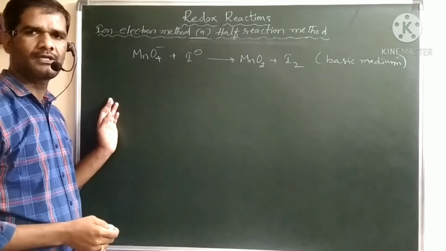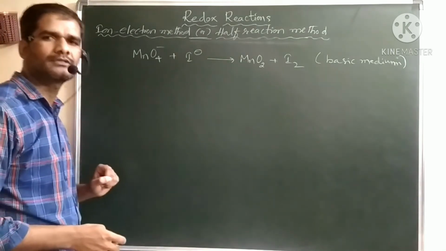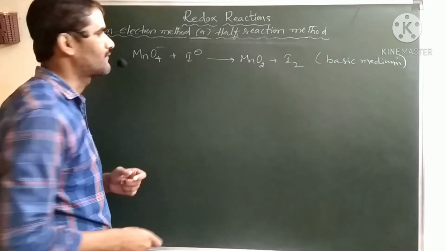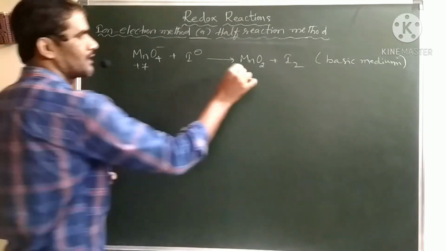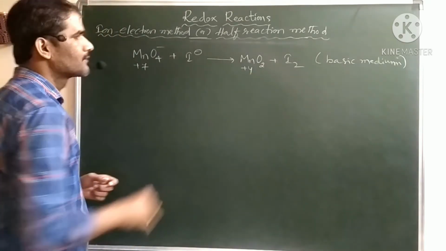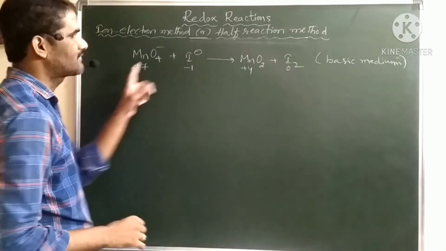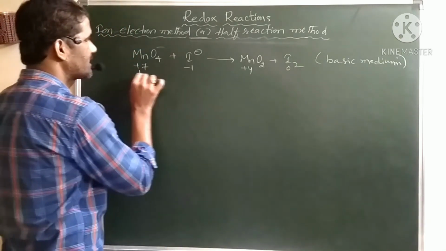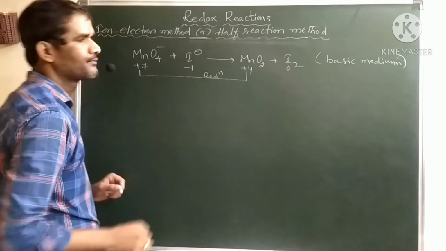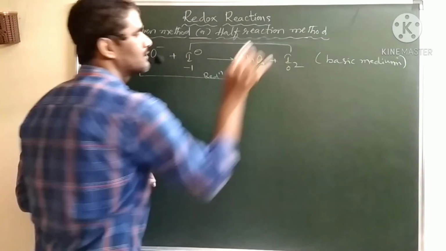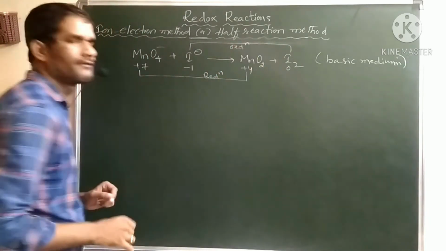First, again as usual, we have to separate both reactions. First we have to identify which is the oxidation reaction and which is the reduction reaction. First find out your manganese plus 7 and your manganese plus 4 and iodide minus 1, iodine 0. Now plus 7 to plus 4, this is a decrease in oxidation state. So this is a reduction reaction. And here minus 1 to iodine 0, increasing oxidation state. So this is an oxidation reaction.